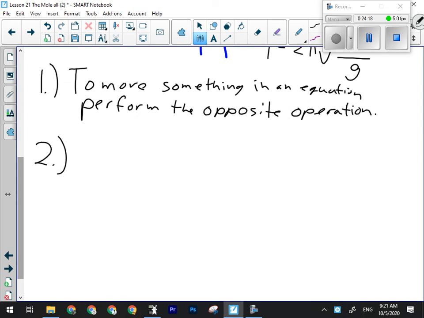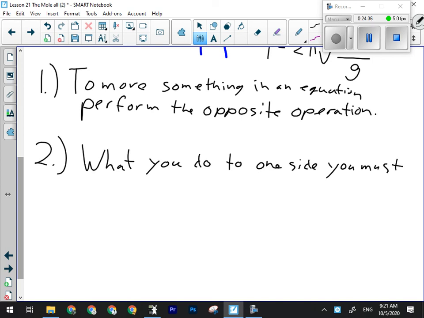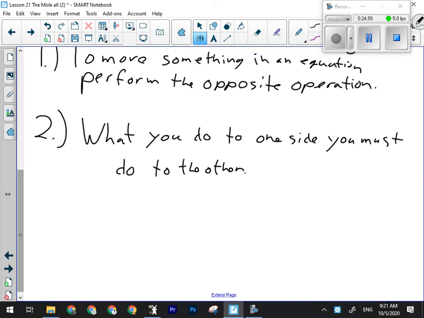Rule number 2 is what we call the golden rule of algebra: what you do to one side, you do to the other. Those 2 rules will get you through the mole equation. You won't even have to use the 3rd rule for the mole equation, because it's all being multiplied and divided. But the 3rd rule you will have to use by the time we get to physics, and that is: move what's not attached to what you're looking for first.